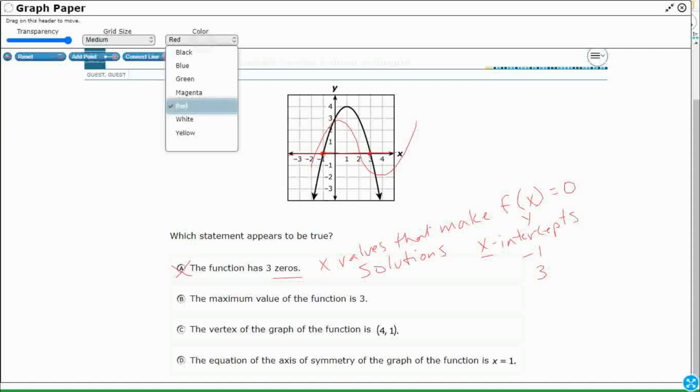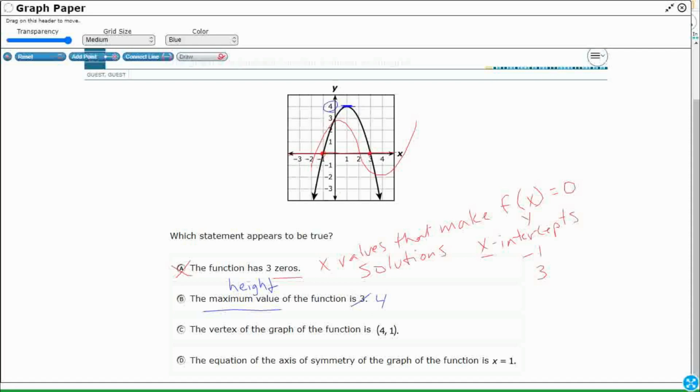B. The maximum value of the function is 3. Okay, maximum value is literally looking at what is the height, right? What is that highest value? And take a look. It's pretty obvious it's not 3. It's 4. So maximum value, minimum value, if it happens to be opening up, those are usually pretty easy to identify because you're just looking at that y value that matches the vertex, right? So my vertex right here looks like it's at coordinates 1, 4. And so you're looking at that y value. That is your maximum. So 3 doesn't work, 4 does. So those two are incorrect.